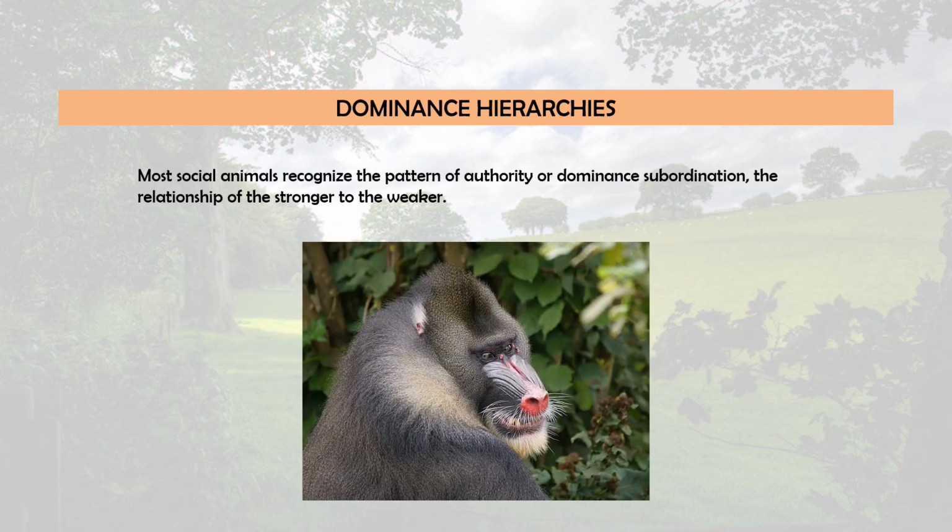Next one is dominance hierarchies. Most social animals recognize the pattern of authority or dominance, subordination, the relation of the stronger to the weaker, and here the essential feature of dominance is that there is some source that is of limited availability and is contested. One animal has gained access to the limited resource relative to other animal.